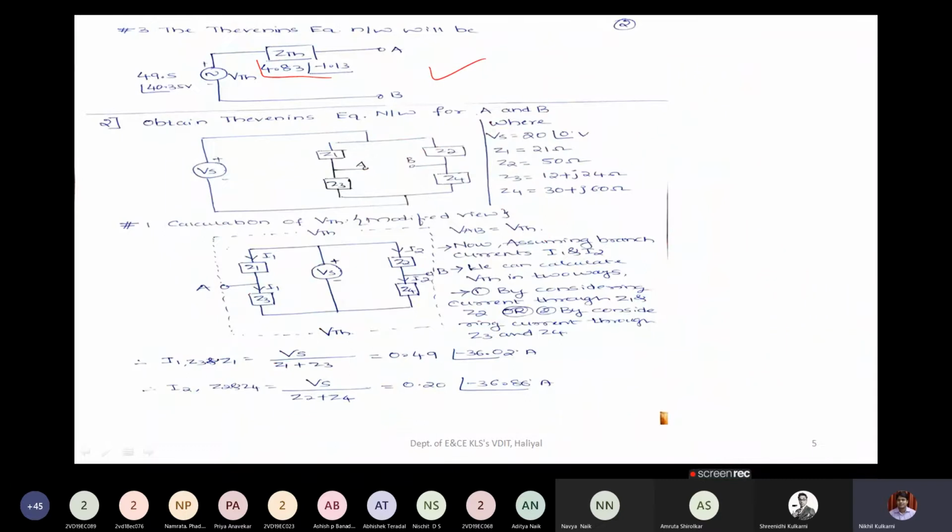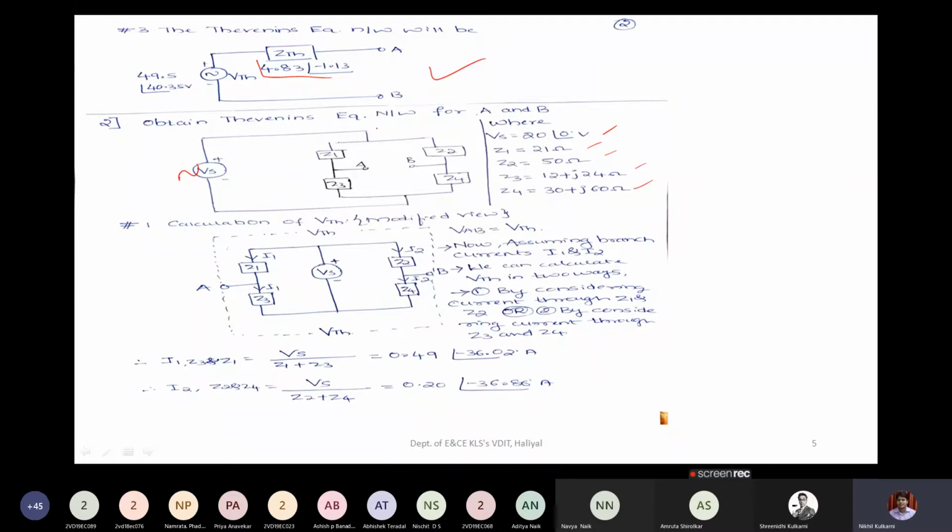Now similarly, if I consider the second problem: obtain Thevenin's equivalent network for the terminals A and B. So we have Vs, Z1, Z2, Z3, Z4 given, and they are mentioned here. If you observe this network, it is very much similar to the network which we have solved for DC excitations also. It is an AC excitation here.